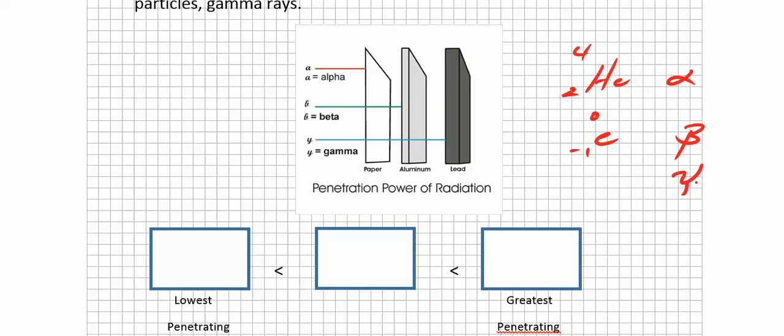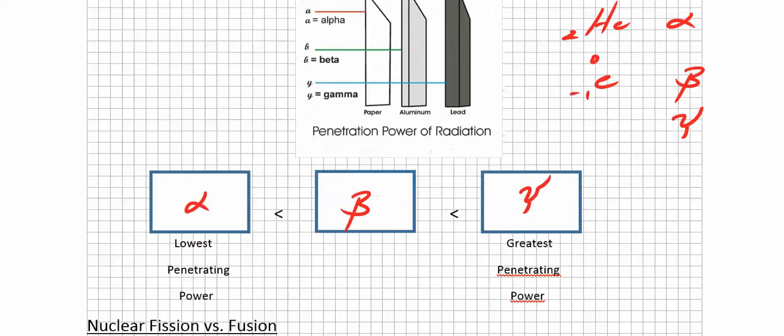So if we want to rank the penetrating power of these three things, we're going to say that the lowest penetrating power is going to be alpha particles. So alpha particles will be stopped by even a few centimeters of air. And then the next thing is going to be beta particles or electrons. And finally, the one that has the most penetrating power are gamma rays, okay? So alpha particles, beta particles, and gamma rays from least to greatest penetrating power in that order. All right, let's move on.